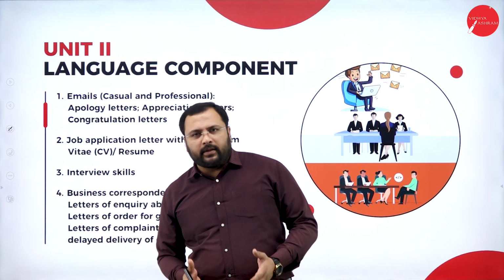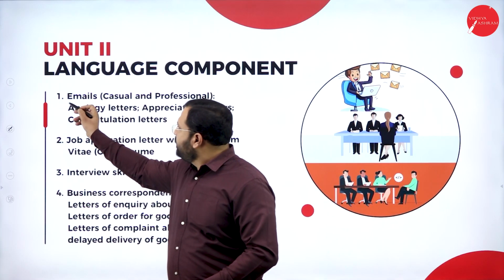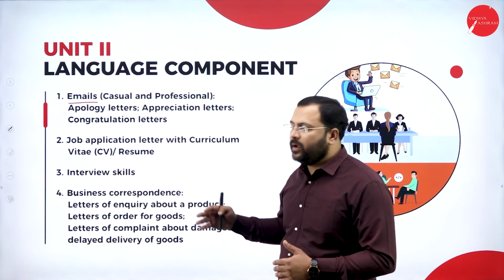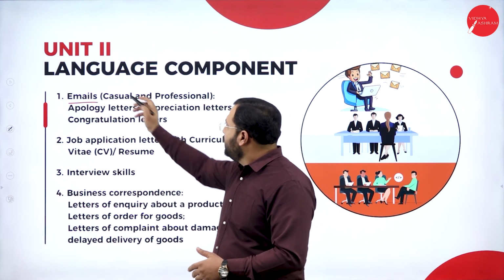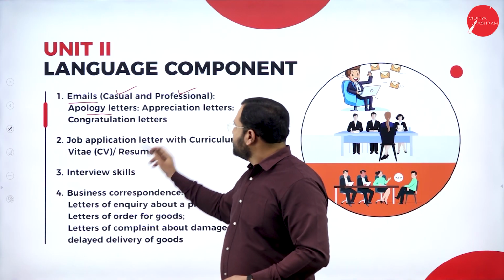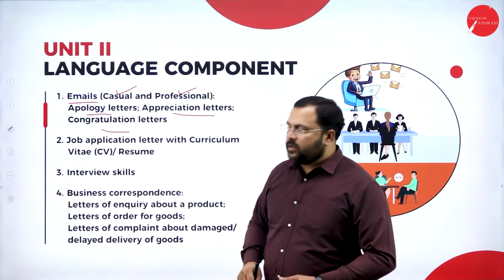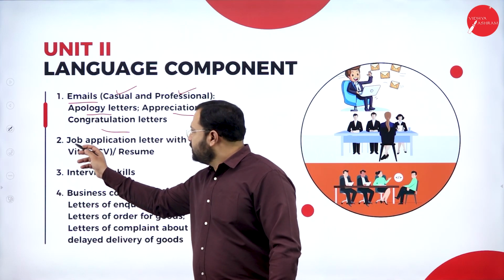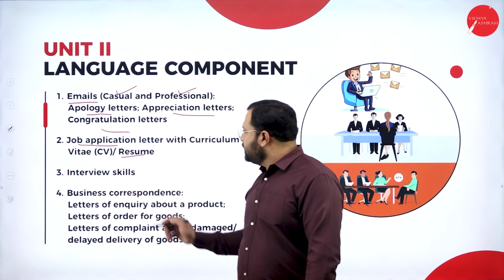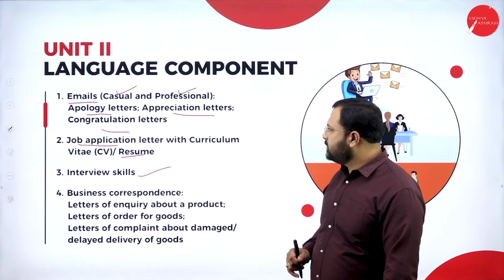In the second unit, you have language component. And what is there in the language component? You have emails. Already you know how to compose an email. You have done it in the informal way. Now let us learn how to do it in a formal way. This is informal, casual, and professional is formal. How to write apology letters, how to write appreciation letters, and how to write congratulatory letters. So this is about email. And let us know how to prepare a job application letter with the curriculum vitae or the resume. And also there is this one which is very important for this current generation, that is interview skills.